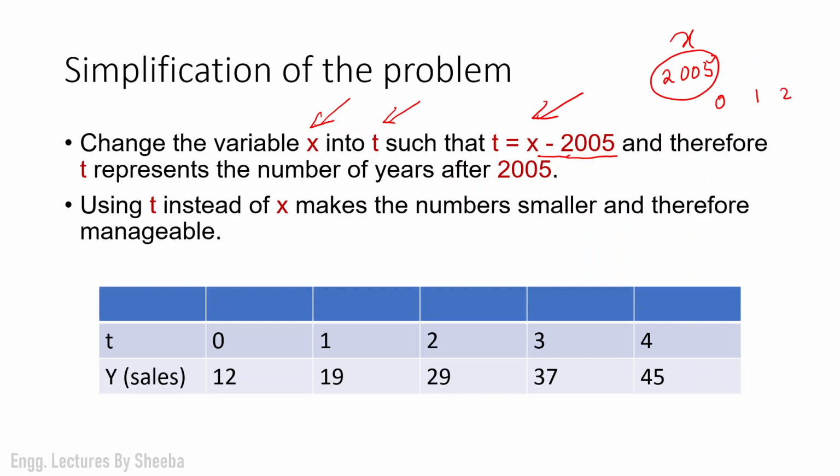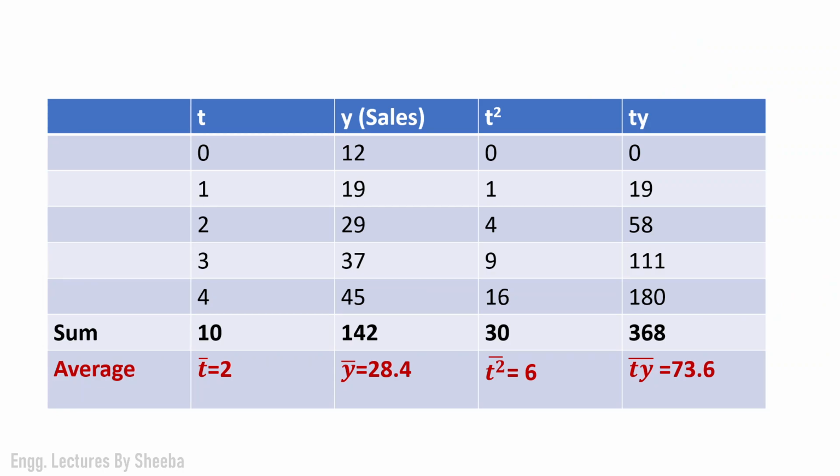So we got this one. You can see that we have converted the years into 0, 1, 2, 3, 4. Then sales remains the same. We have changed only the value of X. So this is X minus 2005, giving all these values to you. Now instead of X, we will be using the variable T. Please note that we are changing the variable X to T. So here we are using T, then Y, then T square, Ty. So instead of X, we have changed to T.